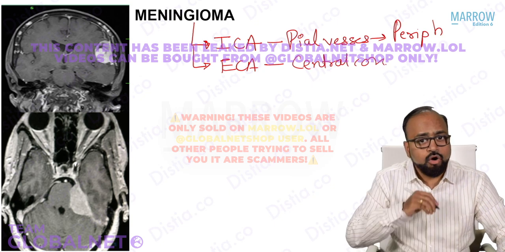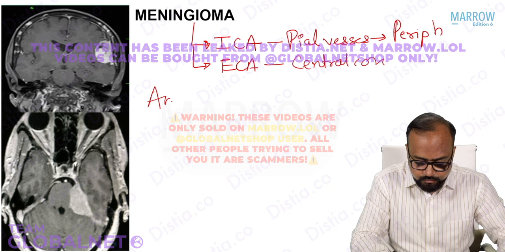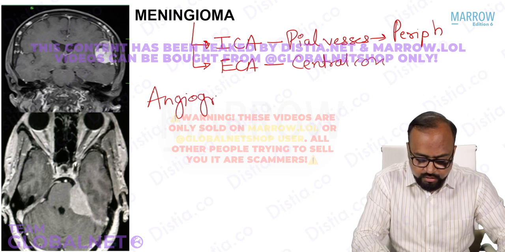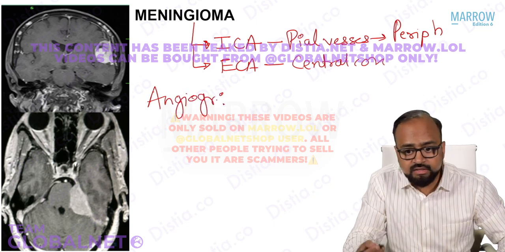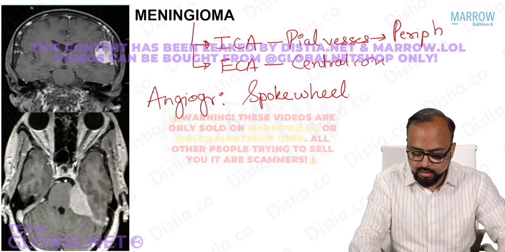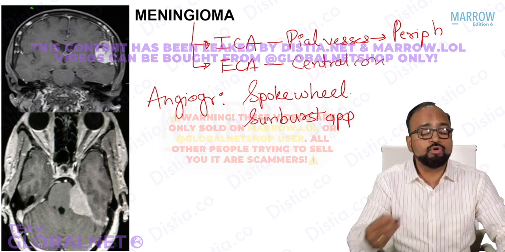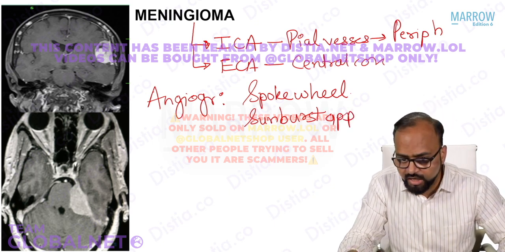Yes. Now on angiography, they show a very typical pattern. These vessels get opacified. This gives rise to a spoke wheel pattern or a sunburst appearance. Sunburst appearance. So spoke wheel pattern or sunburst appearance is seen on angiography.